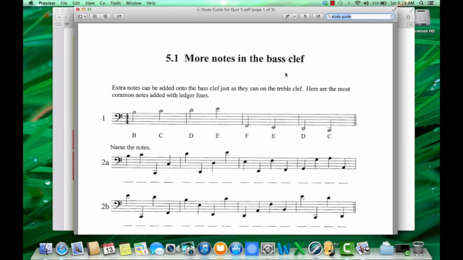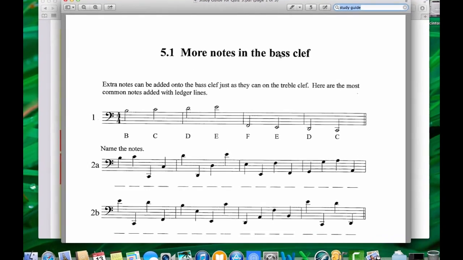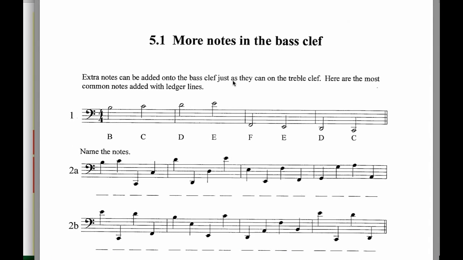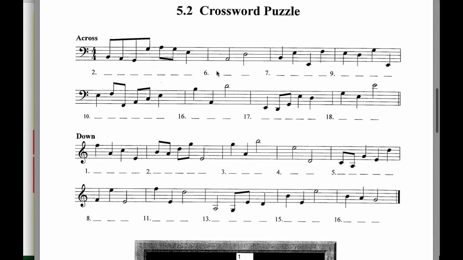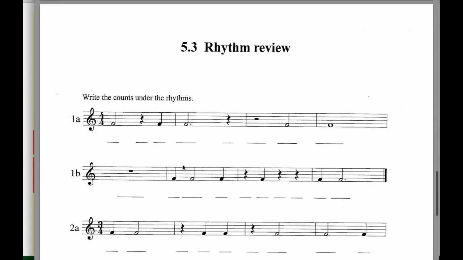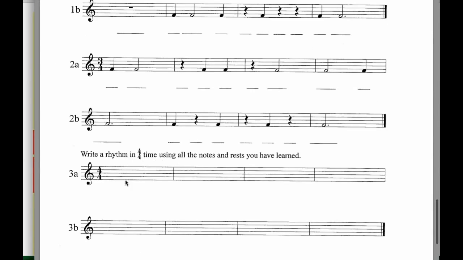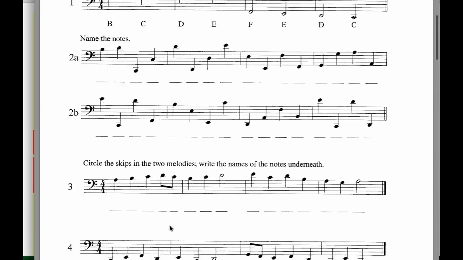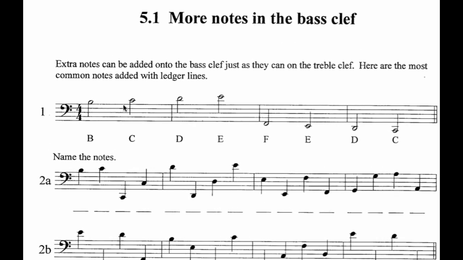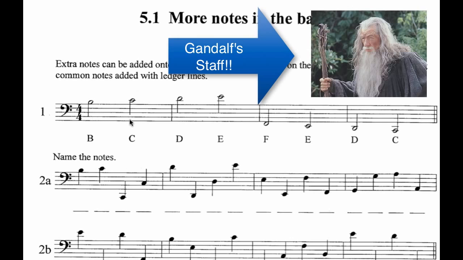Hi, this is the Quiz 5 Flipped Classroom Review for students to watch at home. We're going to learn about notes in the bass clef, particularly how to identify notes that are written with ledger lines in the bass clef and what ledger lines are. We're going to complete an activity with naming notes and fill out this crossword puzzle, and then review rhythms and also compose our own rhythms. So let's begin with a review that these 5 horizontal lines are called a music staff.